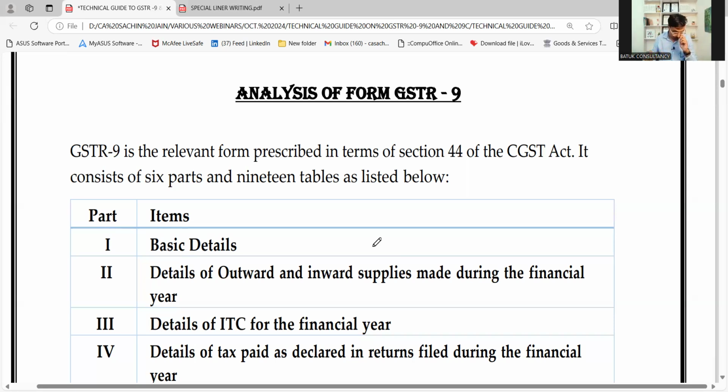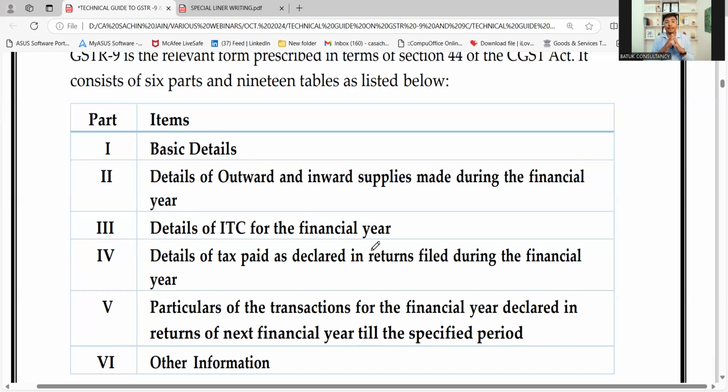Now, we have certain parts in GSTR 9, and all these parts are specific and very much required. In the first part, they have asked for the basic details. Basic details means, when I introduce myself to others, first I say this is my name, I am from Jodhpur, Rajasthan. I have done chartered accountancy, company secretary, LLB, DISA, FAFD, all those things. So I share the details about me. The same thing applies in the case of GSTR 9. They are asking for the basic details.